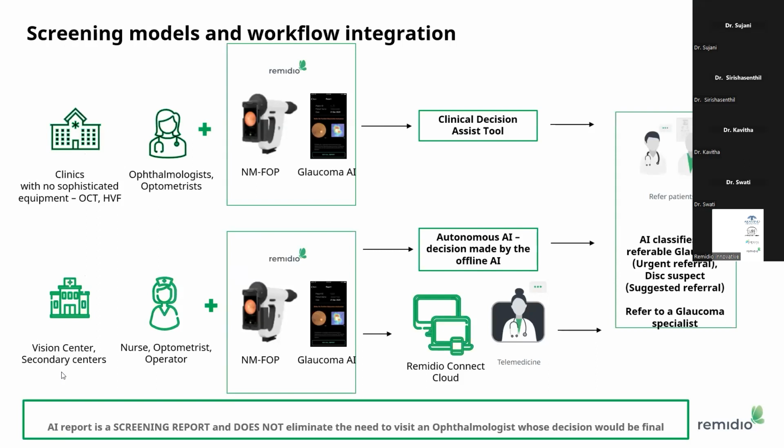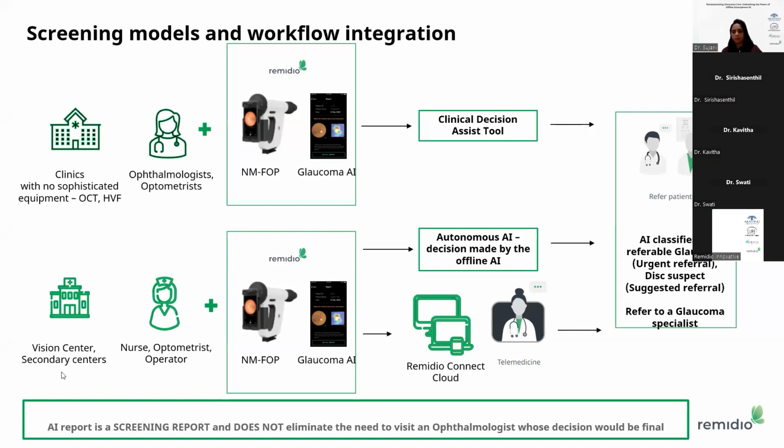So now, based on the context in which the AI is being used, the screening model can be optimized. It can be used in clinics by ophthalmologists when there is no sophisticated equipment like OCT and HVF, and it can augment the ophthalmologist's decision as a clinical decision support tool to identify cases who can then be referred to a specialist. It can be used in vision centers and secondary centers in the community, by nurses, optometrists or operators who could capture the images and run the AI.